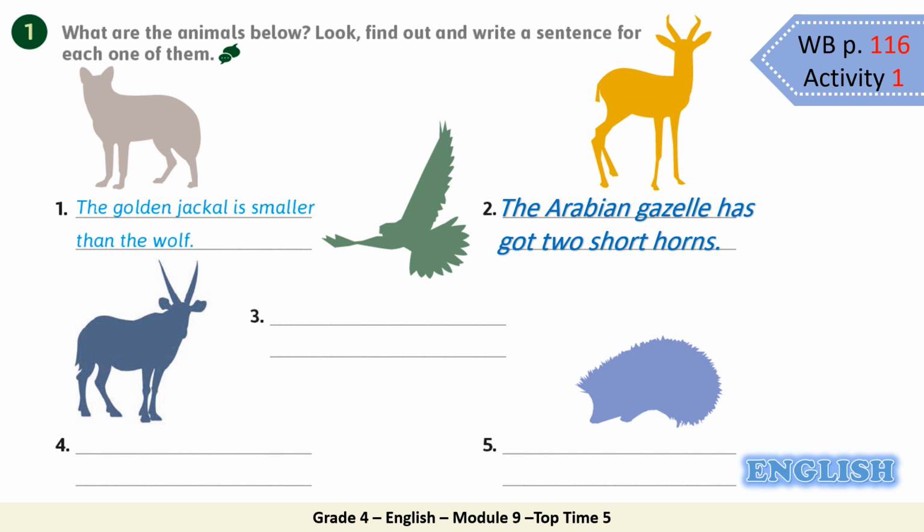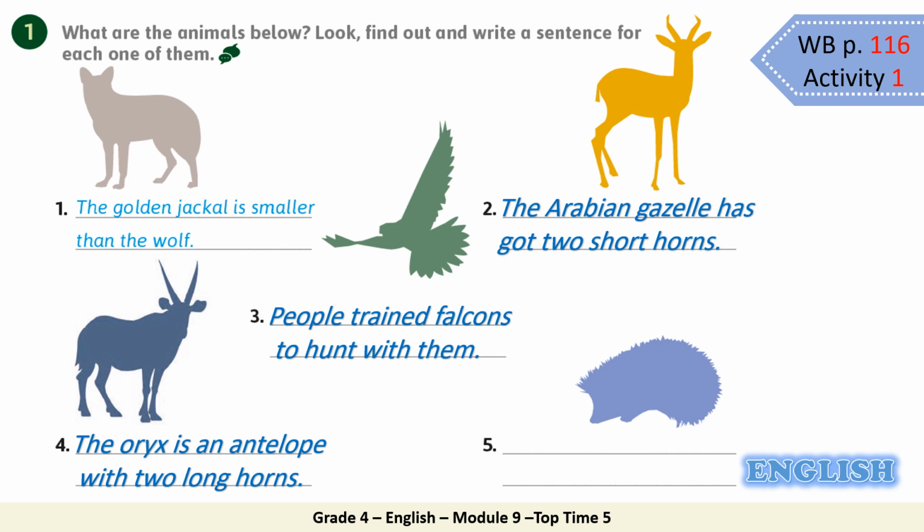Picture number 3. This is the falcon. We can write, people trained falcons to hunt with them. Picture number 4. This is the oryx. We can write a sentence saying, the oryx is an antelope with 2 long horns. And the last animal here is the hedgehog. We can write a sentence saying, the hedgehog goes out at night to find food. Great job, everybody.